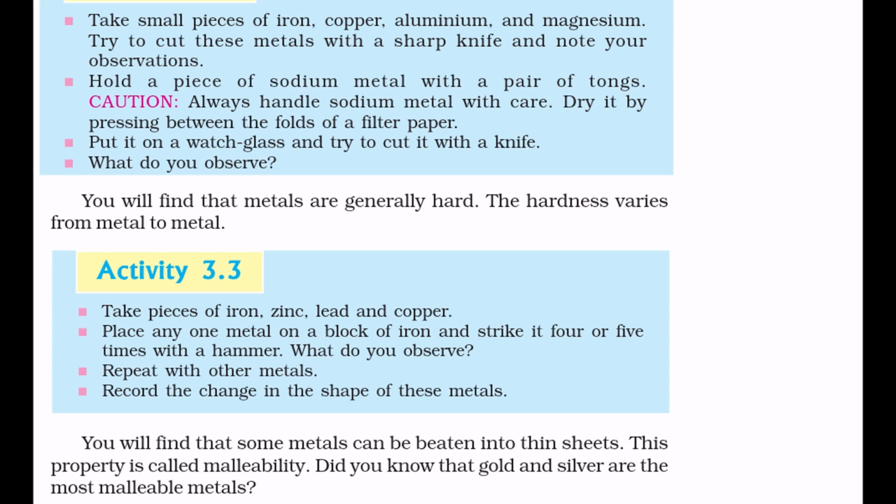The second activity discusses the hardness of the metal. Now usually the metals are hard, like iron, copper, aluminium, magnesium. It is not possible to cut these metals with a knife. But the exception to this are metals like sodium and potassium. These metals are soft metals. They can be cut with a knife. So it can be said that metals are generally hard, but the hardness varies from metal to metal.